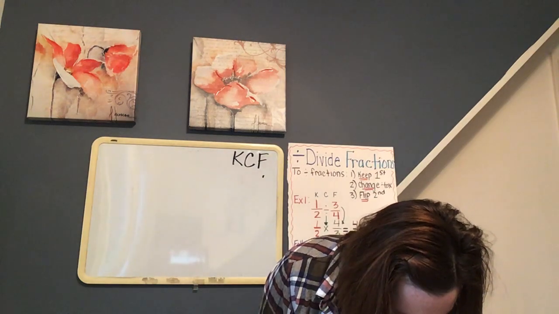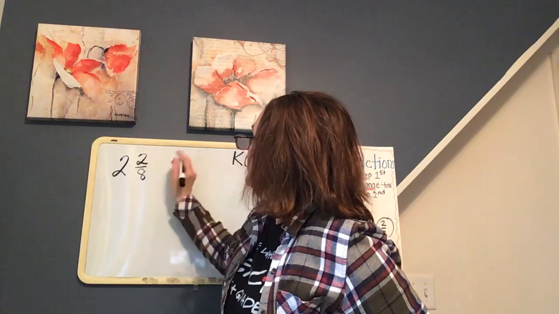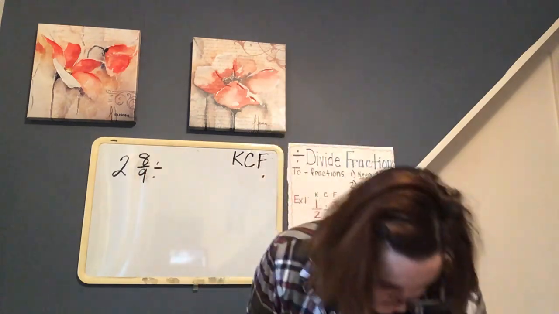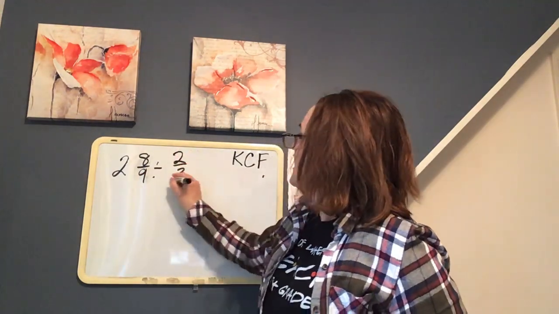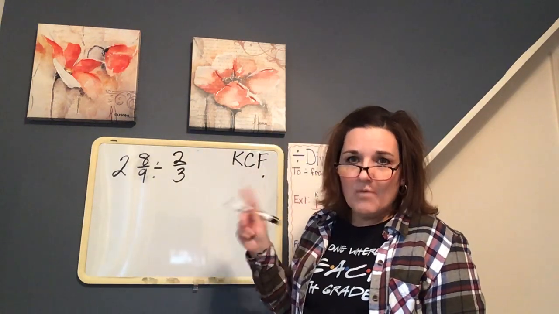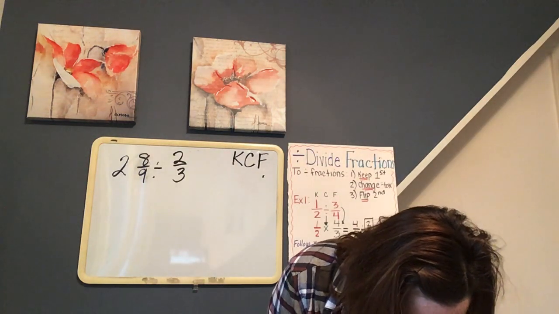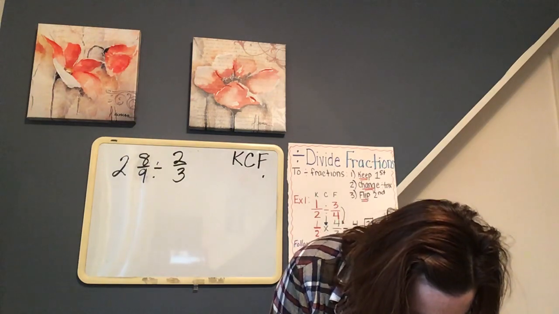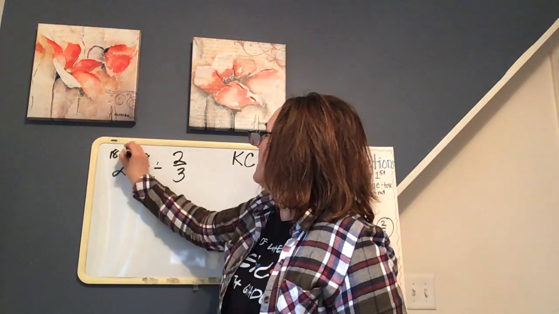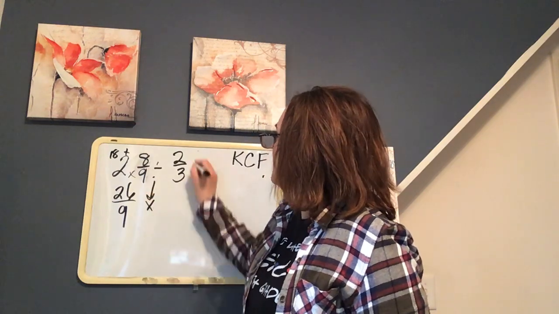All right, let's do 2 and 8/9 divided by 2/3. Now, the mixed number doesn't have to be first. The mixed number can be second. It doesn't matter. We'll do a mixed number second, if I can find one. Yeah, I'll get you that in a second. All right. 26 over 9, change, flip.